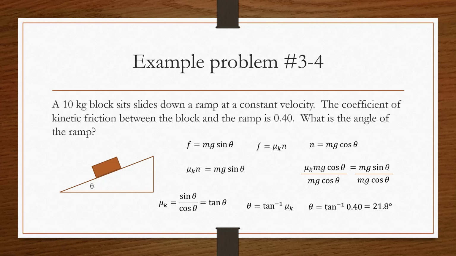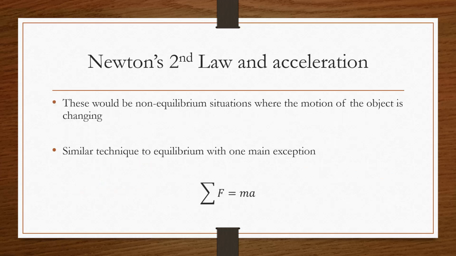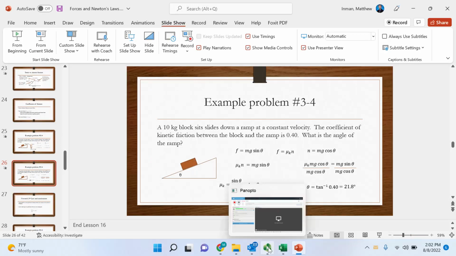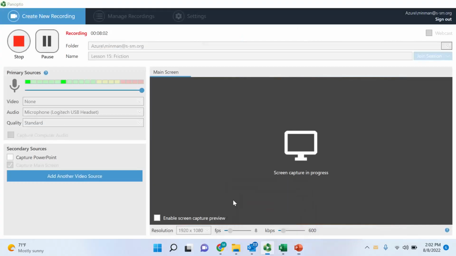We could also go one step further and figure out, if the coefficient of static friction was something different, what the angle of the ramp is where the block starts to slide down the ramp. It's a similar type of process if we're doing a static frictional problem. So that's another look at friction and how friction can be used to solve problems, and another way to begin to consider friction.